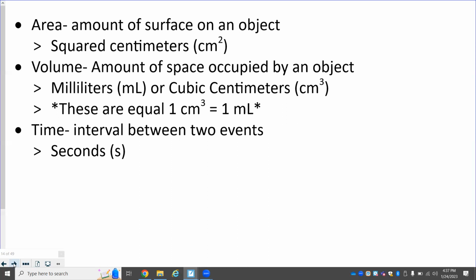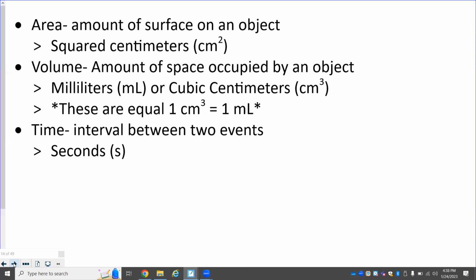And then volume. Volume is a three-dimensional measurement. It looks at the amount of space occupied by an object. So volume is going to be length times width times height, so we do have three dimensions here. The unit of this is going to be different depending on if it is a solid or a liquid. Liquids we tend to measure in some form of liters, so milliliters we would use a lot.